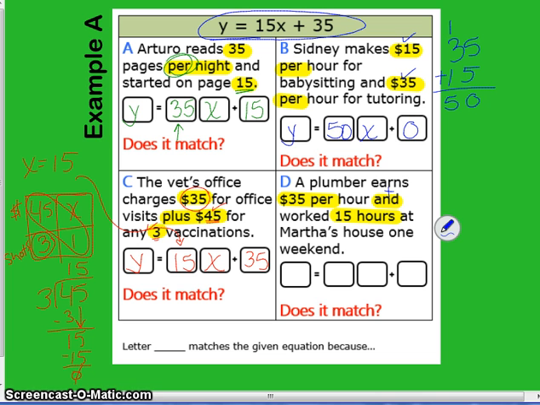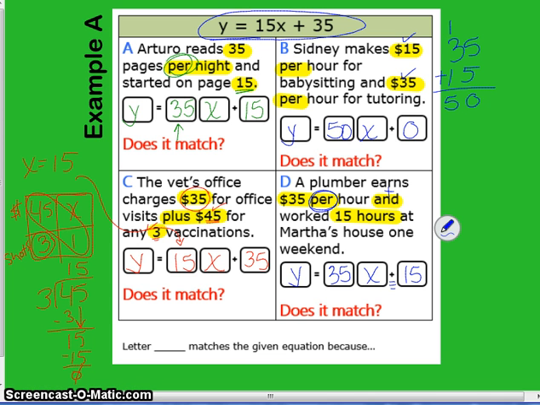So $35 per hour. I know that I can fill in my y and my x. And I know because it has the word per, that tells me that that goes in my rate of change. So it goes here, 35. And because that word says and I know I'm adding, so I have an addition symbol here, so that 15 would go right after it.